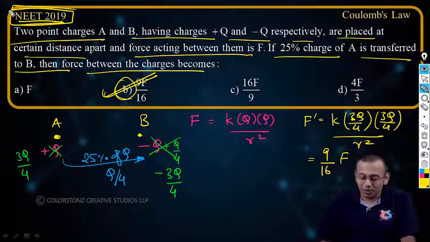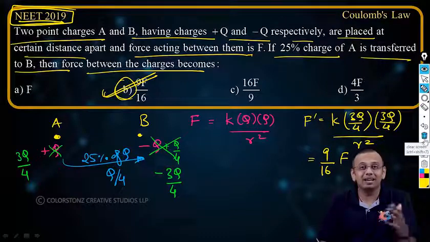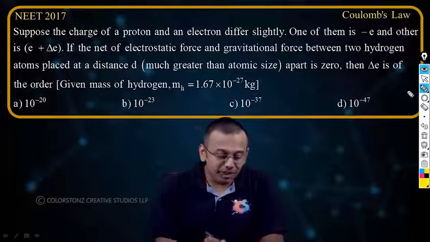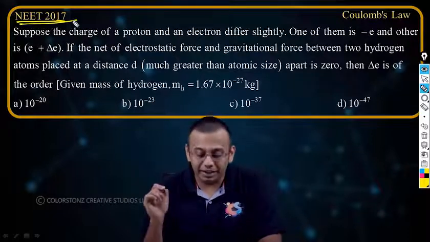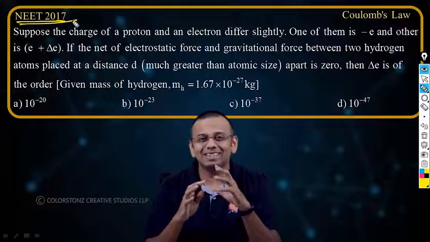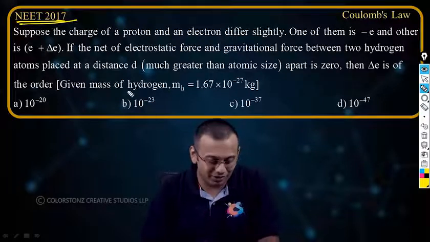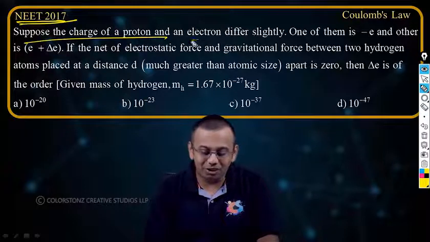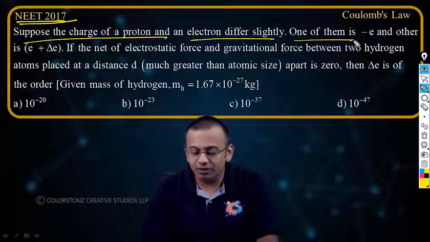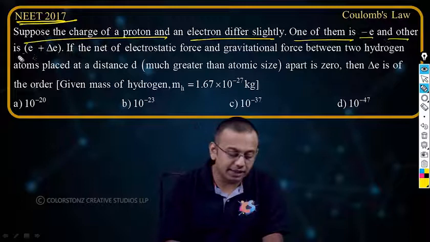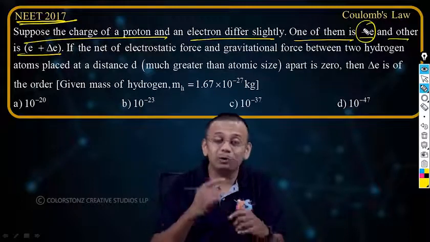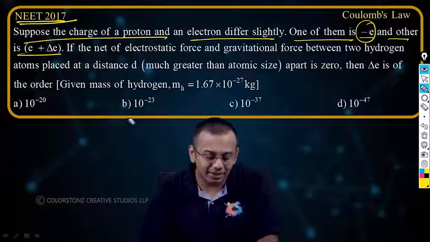All right. So let's go ahead and look at the next question then. Let's see what is there in the next question. All right. So this is from NEET 2017. Again, a very recent question. And you'll see this is a slightly different kind of question. Suppose the charge of a proton and an electron differ slightly. One of them is minus E and other is E plus delta E. So the electron has same charge minus E, but proton has an extra charge delta E.